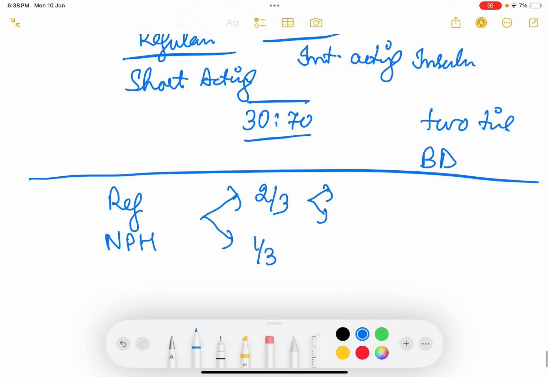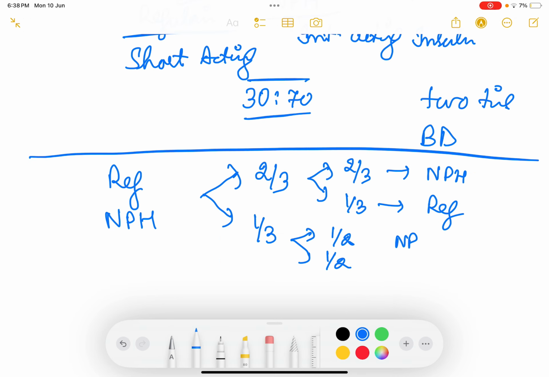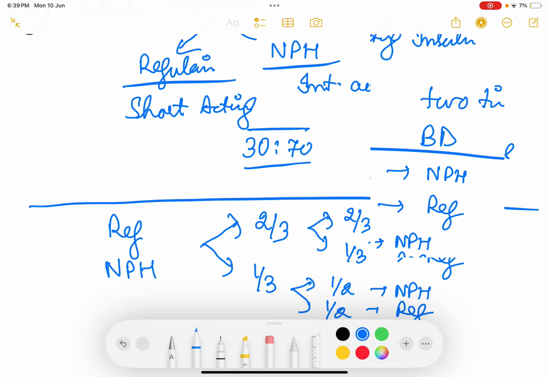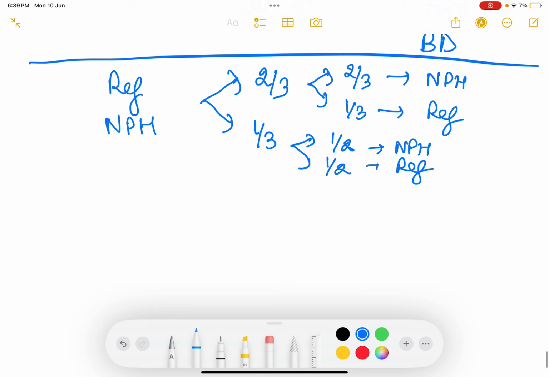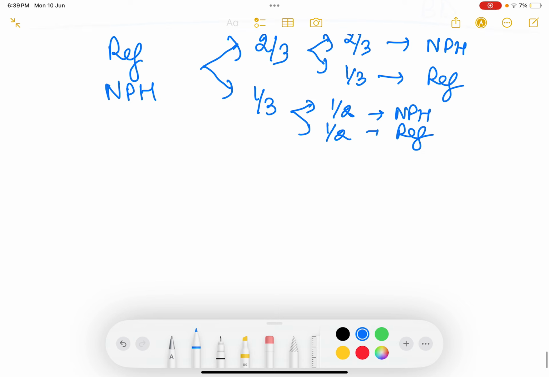That used to be used earlier, but nowadays since we have a combination which comes in the form of Mixtard, we generally use Mixtard. The 30:70 combination is used, and it is used 2 times daily. Okay, now coming to how do you deliver the patient.